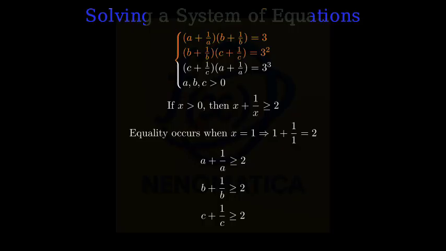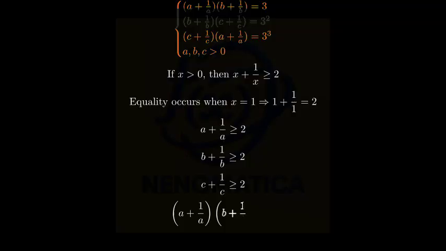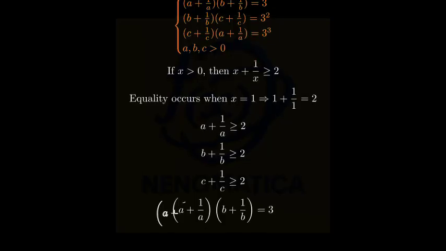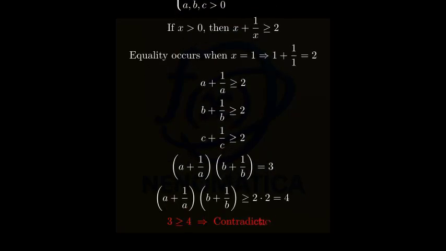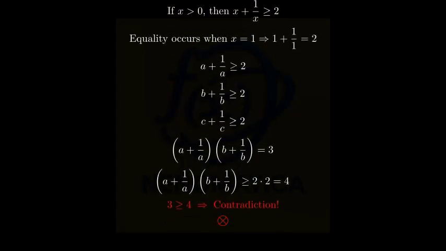Let's analyze the first equation. We have the product of two expressions, a plus 1 over a multiplied by b plus 1 over b, equals 3. Since each of these expressions is greater than or equal to 2, their product must be greater than or equal to 4. But this leads to a contradiction. Our first equation states that this product equals 3, but we've just shown that it must be at least 4. So we have 3 greater than or equal to 4, which is clearly false.